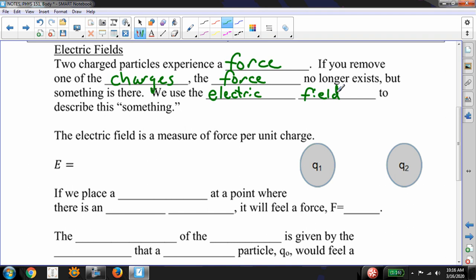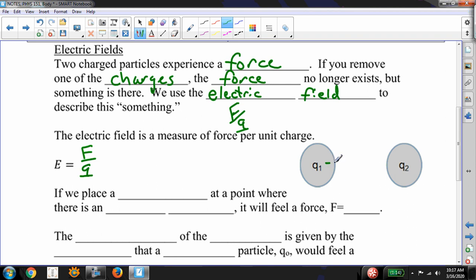It's not a substance. It's not any type of material. It's not even a force. But I know that if I have a single charge there and I bring another charge close to it, then that charge will experience a force. And we use the electric field to describe the tendency for that second charge to feel that force. Okay, so the electric field is a measure of force per unit charge, F over Q. E is defined as F over Q.